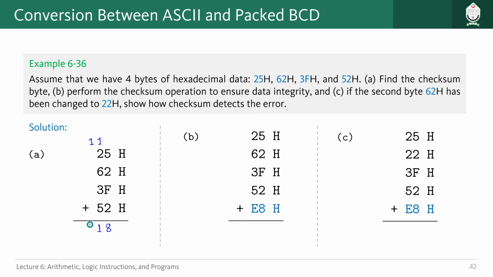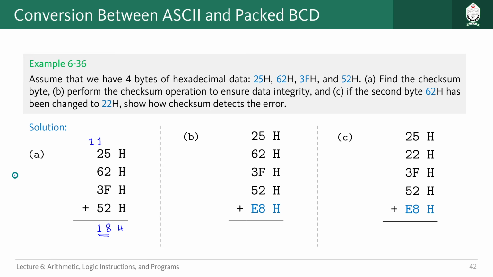and we are going to get 118H as the result. This one is actually carry, right? So we have to consider this portion only, and we said for this particular portion, we have to take the 2's complement of that, which will be the checksum byte, right? So what is the 2's complement of 18?